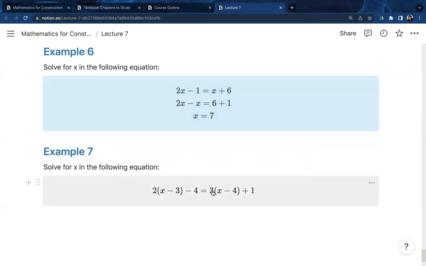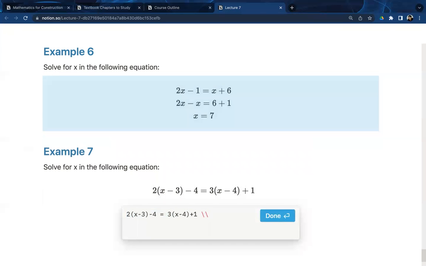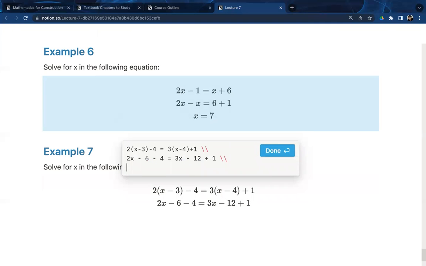This one here, what we should do is multiply out the brackets on both sides. So we know how to do this, how to expand brackets. This is 2x minus 6 minus 4 equals 3x minus 12 plus 1. Now, what people tend to do is always put the x's on the left hand side. You don't need to do that. You know, you could put the x's on the right hand side if you want. Here I have 3x and I have 2x. 3 is bigger than 2, so I should put all the x's on the right hand side to avoid dealing with negative numbers.